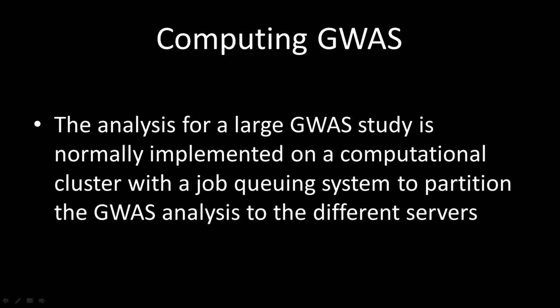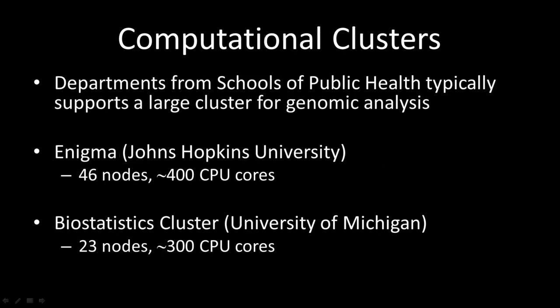The analysis for a large GWAS study is normally implemented on a computational cluster with a job queuing system to partition the GWAS analysis to the different servers. Departments from schools of public health typically support a large cluster for genomic analysis. Some examples are the Enigma cluster from Johns Hopkins University and the biostatistics cluster from the University of Michigan.